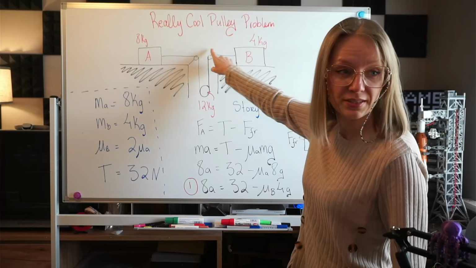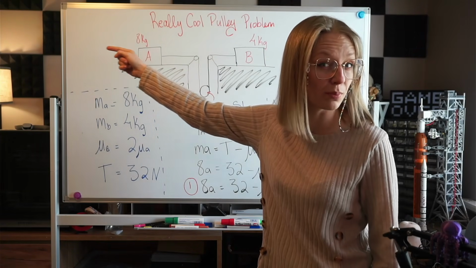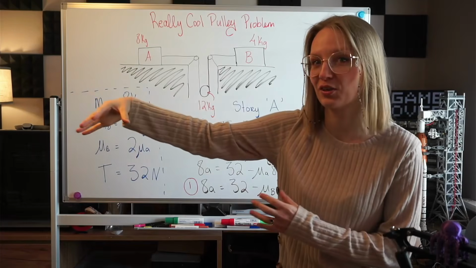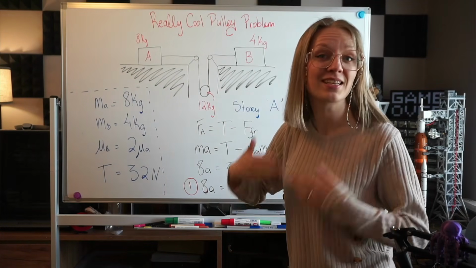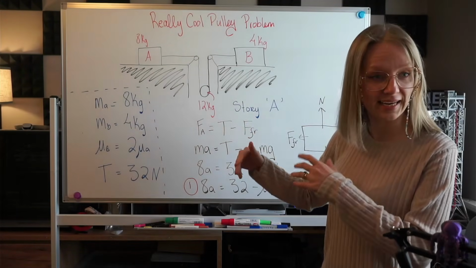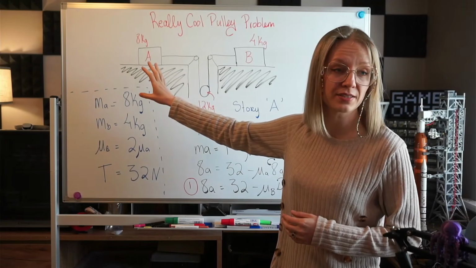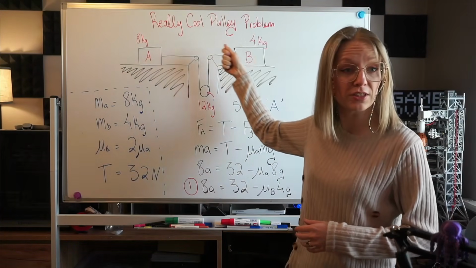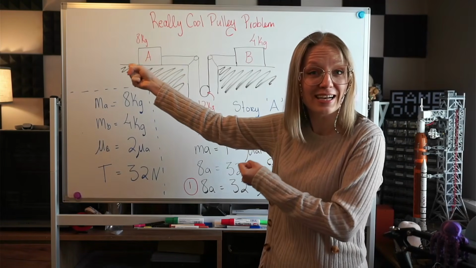Block A experiences a tension in this direction. There's kinetic friction stopping the block from flowing as smoothly as it could. It has weight acting downwards and the normal acting upwards, equal and opposite of the weight. Voila. So let's look at story A, as I like to call it. The net force that this whole block experiences is equal to the pull of the tension of the string minus the friction that is pulling it back.